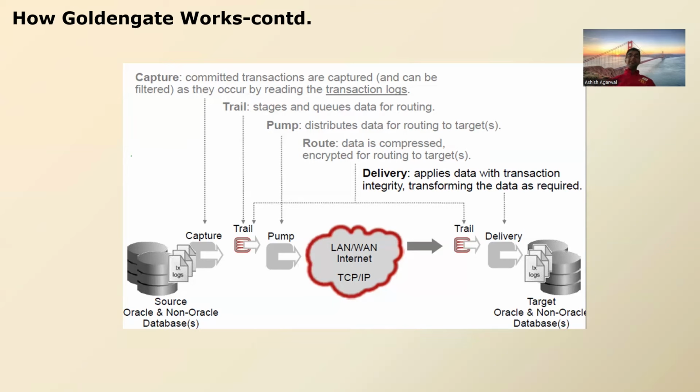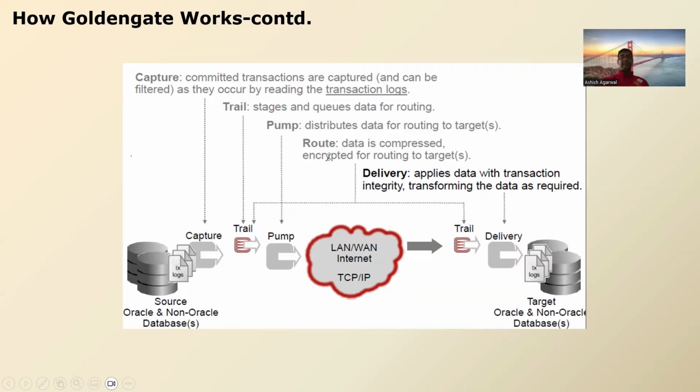Once the transactions are captured, it writes them to the trail file on the local machine, which are called local trail files. Once the data is available in the local trail file, the data pump process reads the data from the local trail, sends it over the TCP/IP network, and writes it to the remote trail file on the target side. Once the data is available in the remote trail file, the replicat process reads the data from the remote trail and applies it to the target database. Okay. So this is how data flow happens in Oracle GoldenGate.